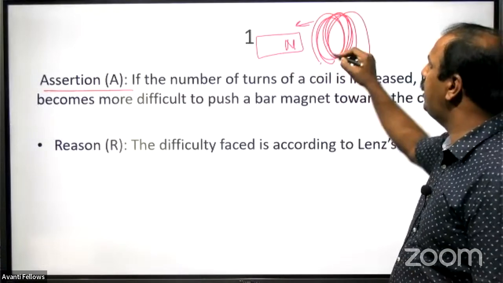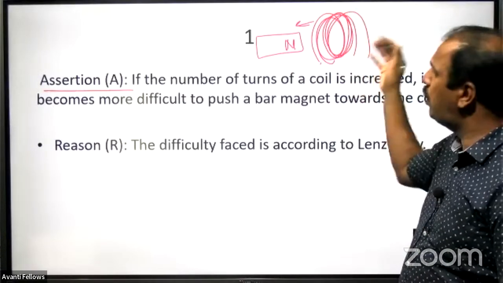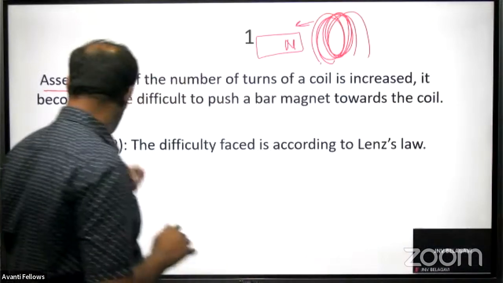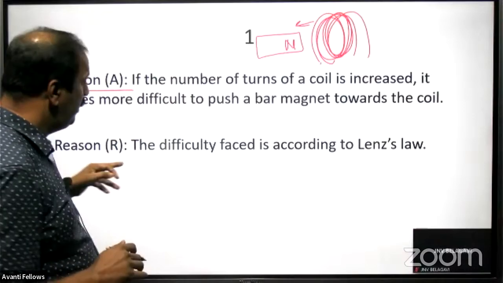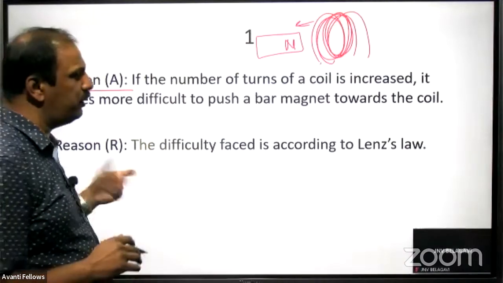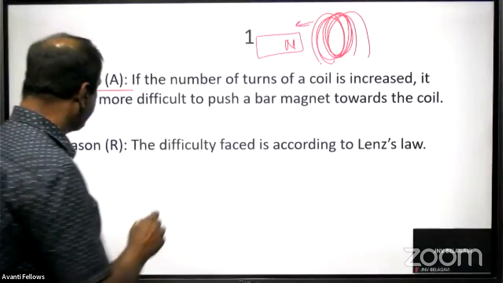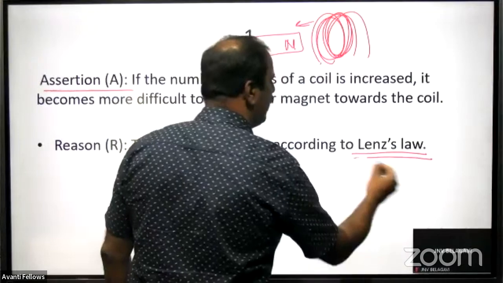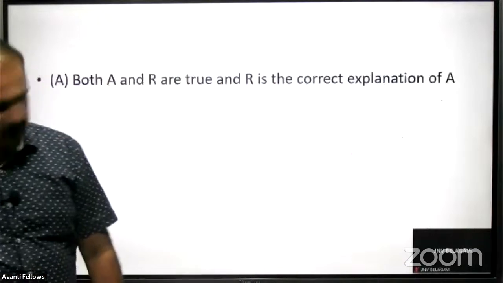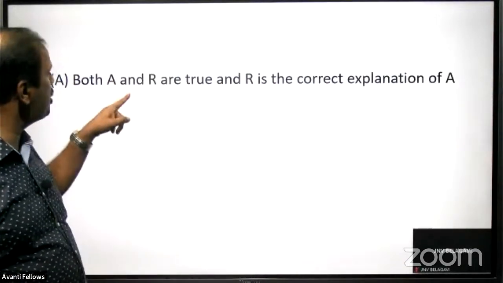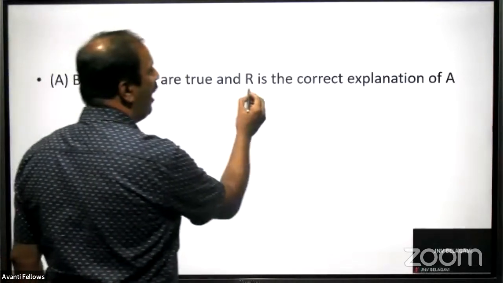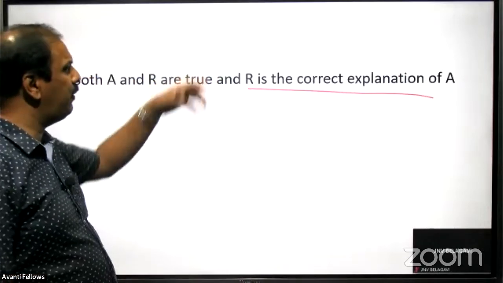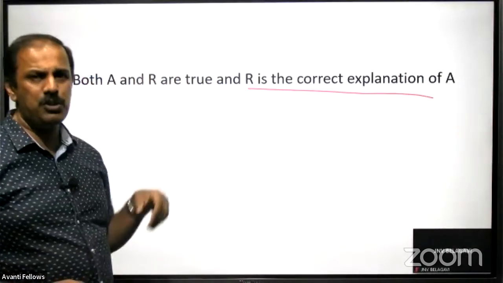Because when you push that one, if more number of turns is there, the force will be more and it will be more difficult to push. That is correct only. The next one is the difficulty faced is according to Lenz's law. That's also right, because we already told it is due to Lenz's law only. So both assertion and reason are right, and R is the correct explanation of A, because when we started explaining, I told the same thing. So that is the correct explanation.